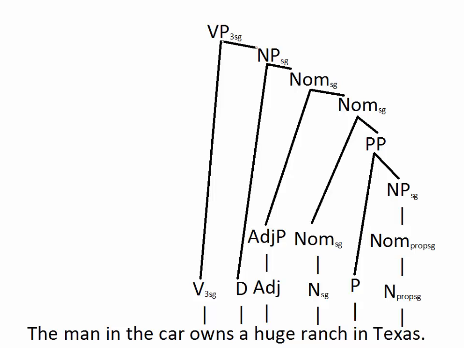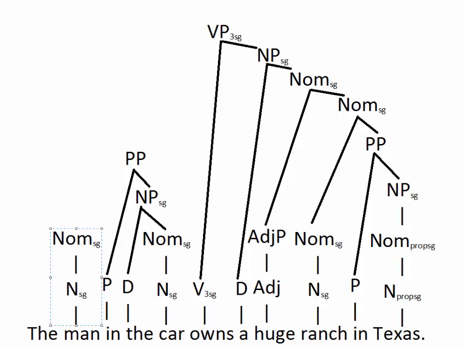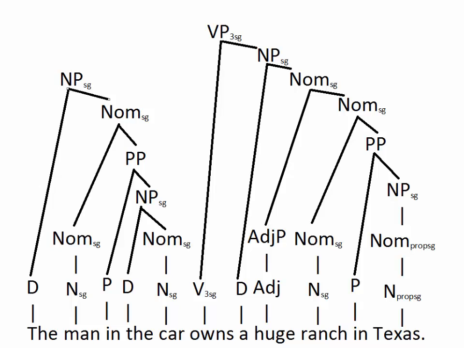Okay, so again we have the man in the car. We have in the car as a prepositional phrase. It consists of the car as the noun phrase object of the preposition, which will combine with the preposition in to make the prepositional phrase. We can now combine it with the nominal headed by man to make the larger nominal man in the car. With the nominal complete, we can add in the determiner and combine it with the nominal to make the noun phrase. That gives us our noun phrase subject, which then can combine with the verb phrase to make the sentence, producing our structure for the man in the car owns a huge ranch in Texas.